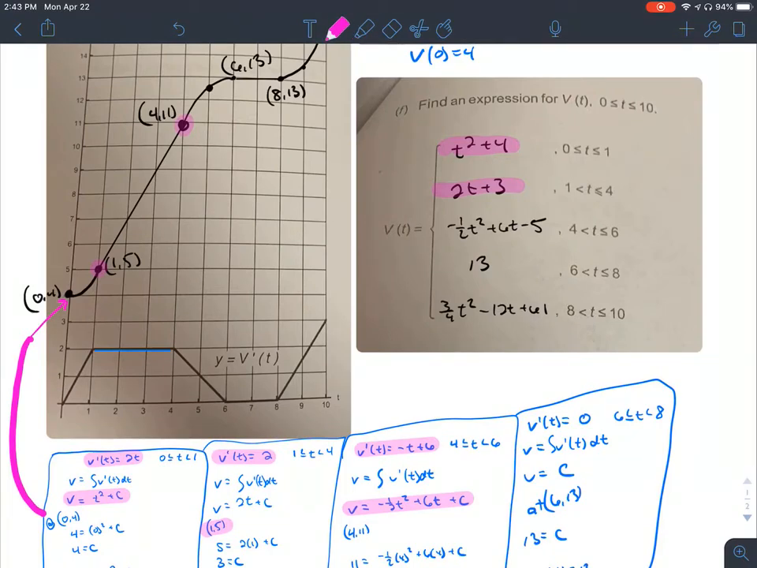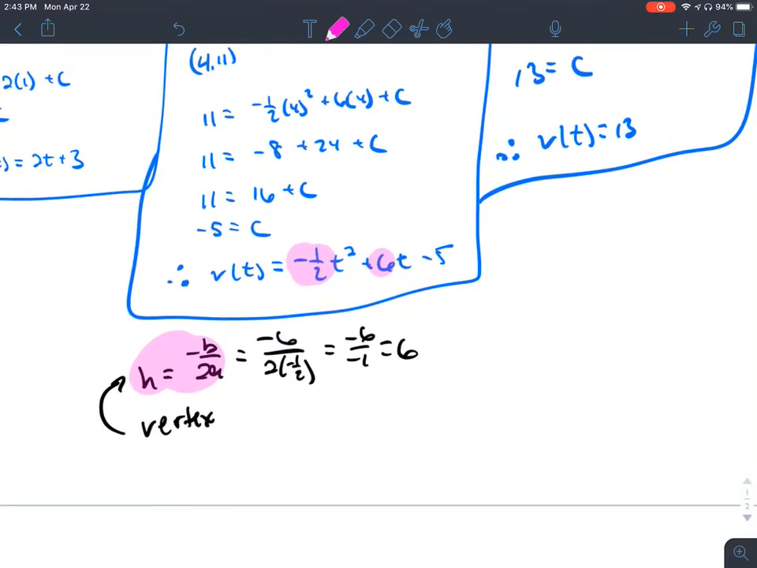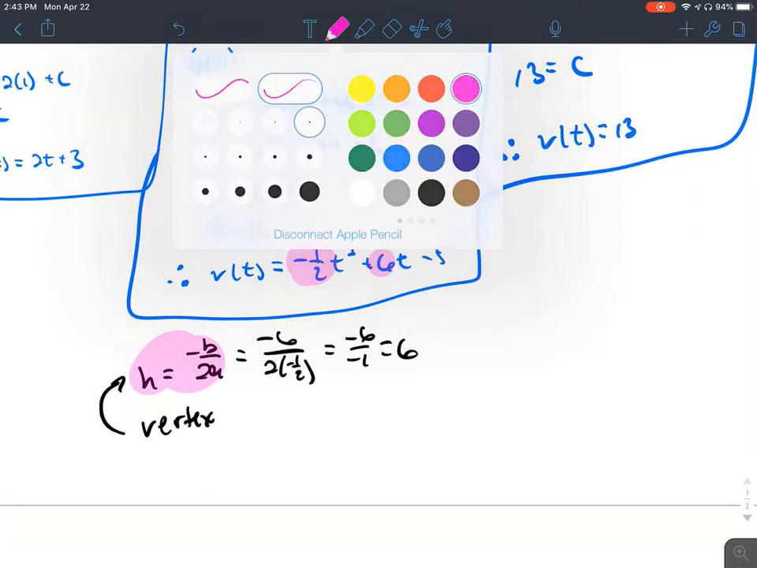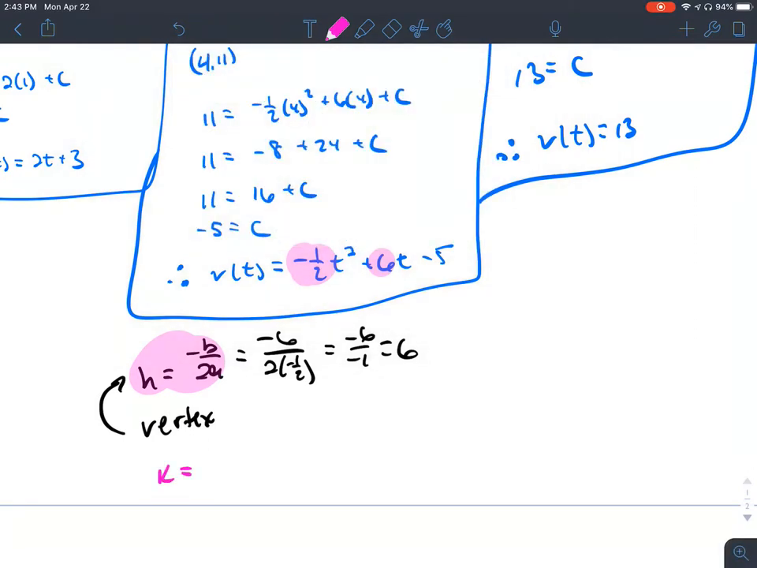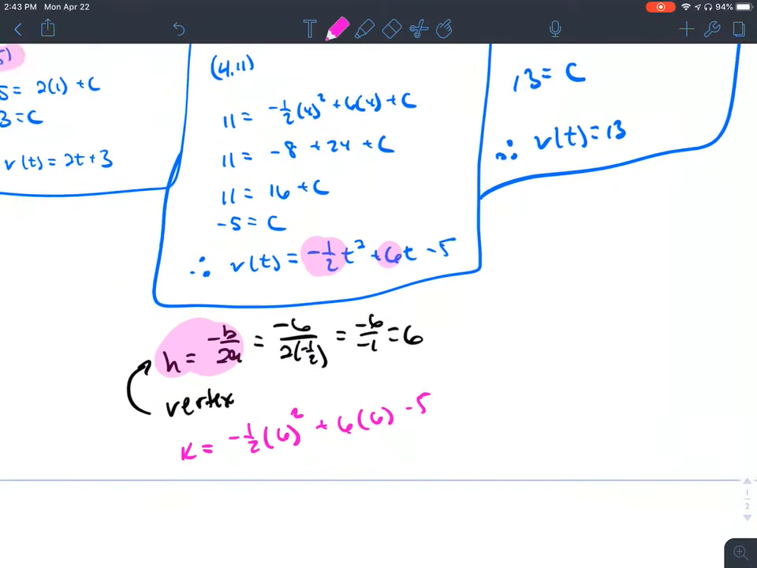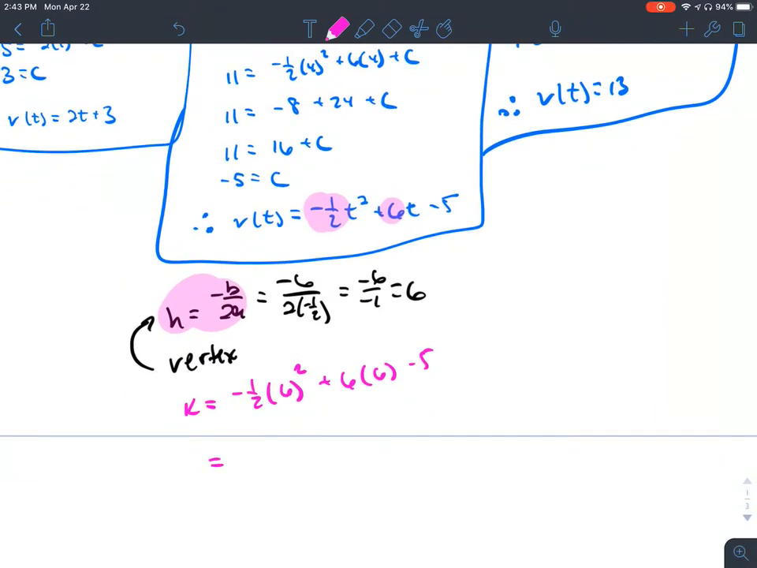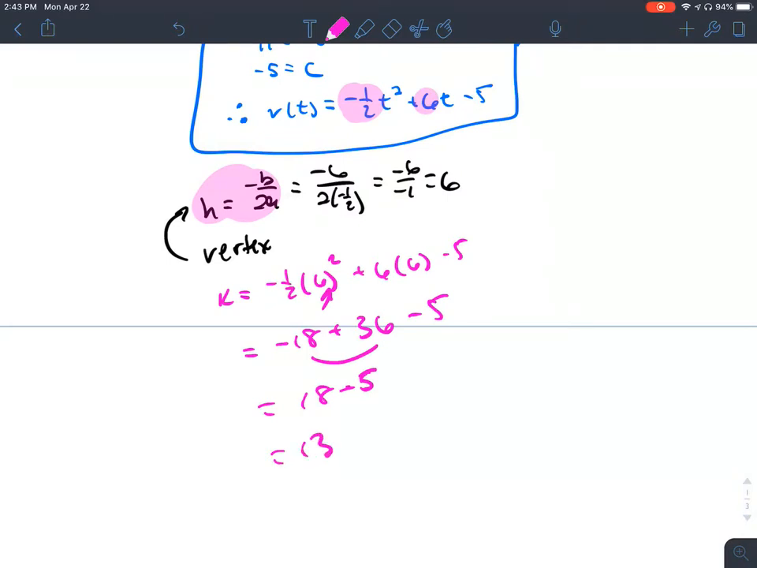which is, I don't know how high up it is, so I want to put that 6 back into this function. So that's what k is going to be, and I didn't show the work for this for some reason. So k is going to be -1/2 times 6 squared plus 6 times 6 minus 5. Hopefully this ends up being 13. So this is 36 times -1/2 is -18 plus 36. That gives us 18 minus 5. So yeah, that gives us the ordered pair.